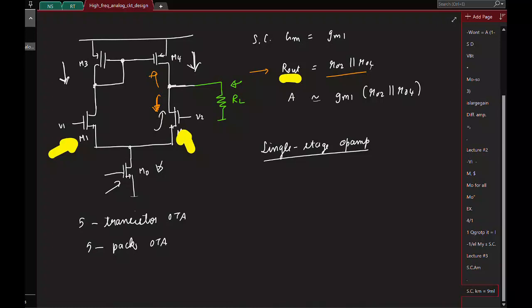Okay, so if RL is small, the output resistance is going to drop down a lot, which means even the gain of the op-amp is also going to take a hit. So single stage op-amps, you use it to mostly drive capacitive loads, and might not be a great choice to drive a resistive load.